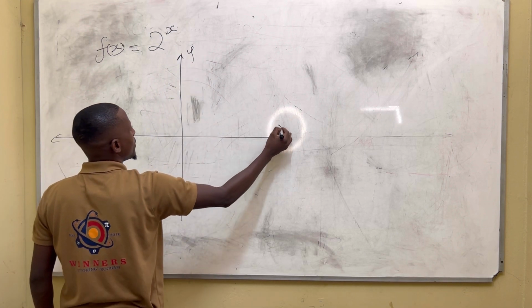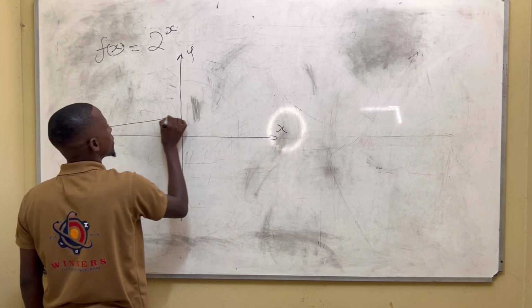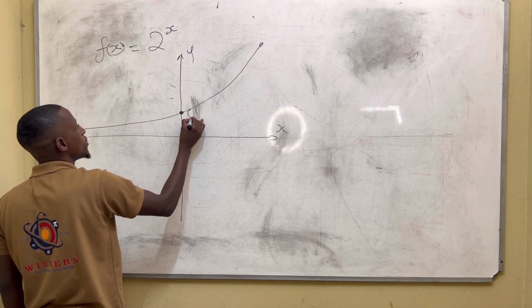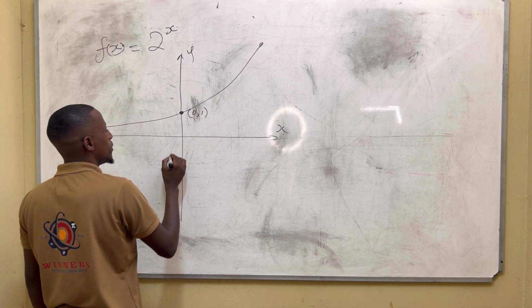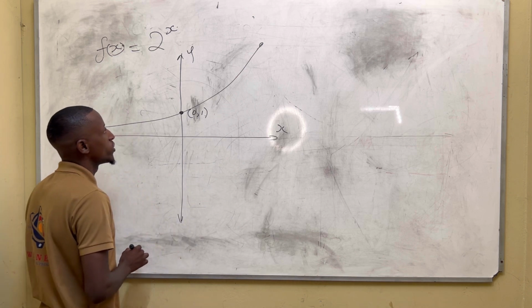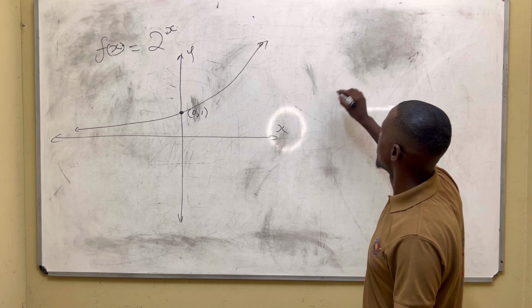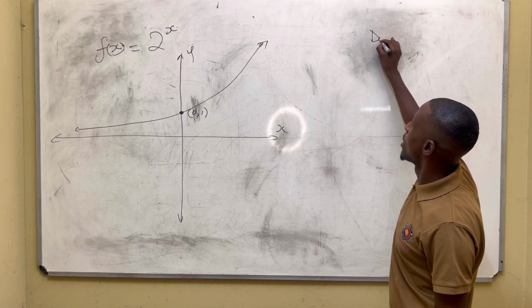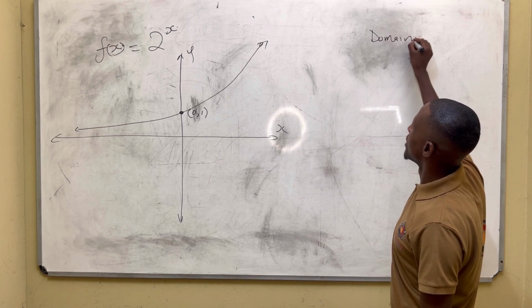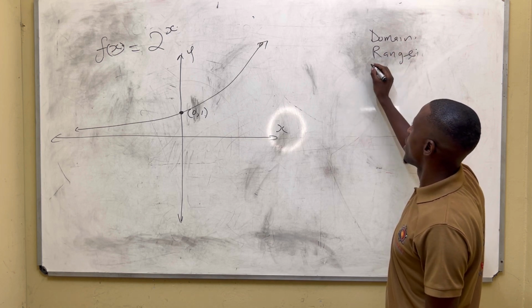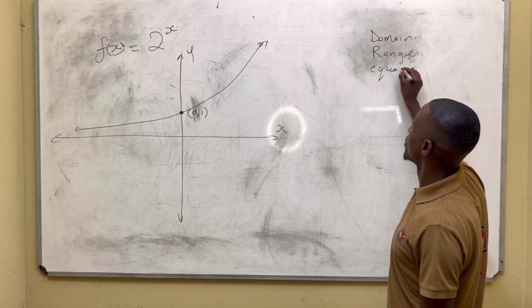This is y, this is x. We said this graph is going to go like this. Then the y-intercept was (0; 1). So let's check the possible questions that we must expect when a graph is given in this way. They can ask you about the domain, the range, and the equation of the asymptote.